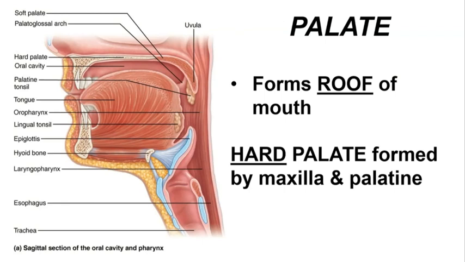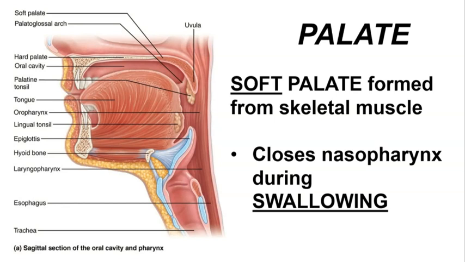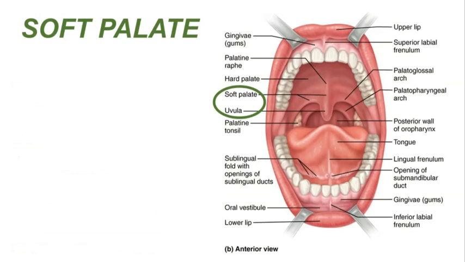The palate forms the roof of the mouth. We see that the hard palate is the bony structure that is formed by the maxilla and palatine bones. The soft palate is composed of skeletal muscle and functions to close the nasopharynx when we are swallowing. The uvula also assists in closing the nasopharynx during swallowing.